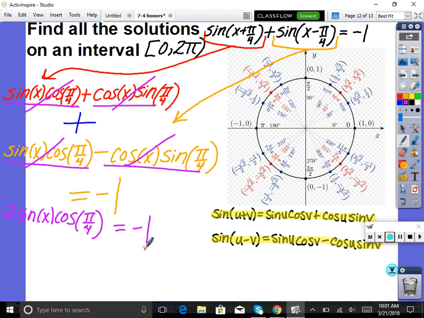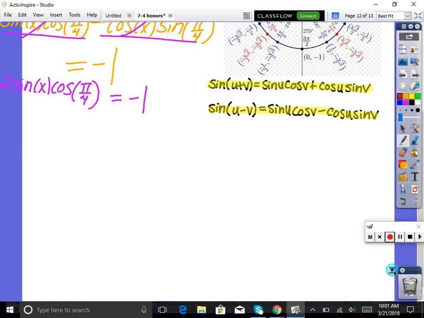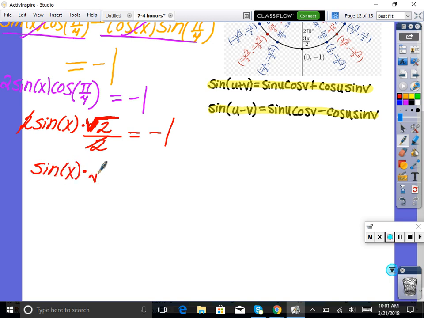Now you would say, well, I know what cosine of pi fourths is. Root 2 over 2. Thank you. So we're really looking at this. 2 sines of x times root 2 over 2, that's just root 2 over 2, and that's equal to negative 1. What's 2 divided by 2? Look, 2 divided by 2. So we're just looking at sine of x times root 2 equals negative 1. Isolate the trig function. Divide by root 2.